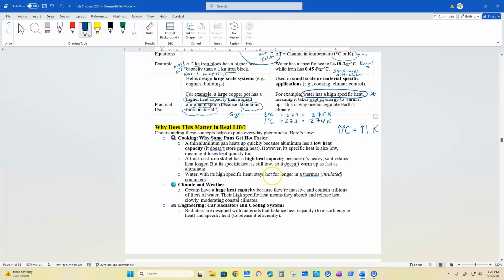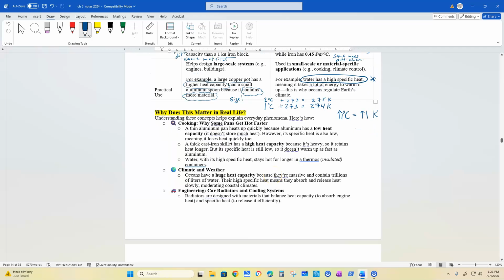So why does this matter in real life? Well, we actually use this in real life. It's just that no one's talking about specific heat and heat capacity when they're cooking or thinking about climate change or, heck, even your cars. So I gave you some real life examples. Why do some pots and pans get hotter faster than others? So like a thin aluminum pan, it heats up quickly because aluminum has a low heat capacity. It doesn't store as much heat. So that's the purpose of heat capacity. It's about how much heat it can store.